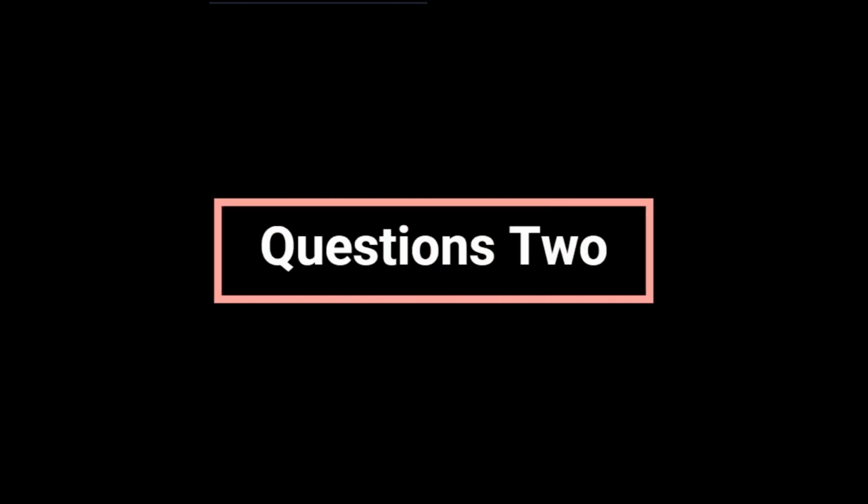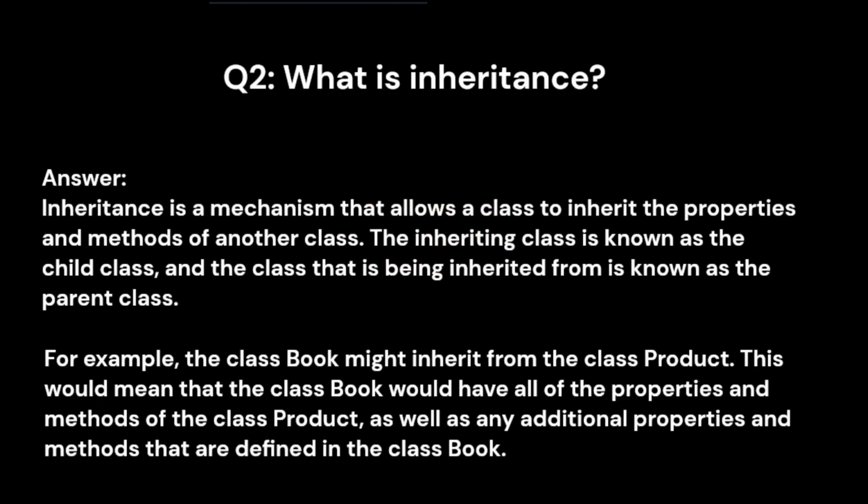Question 2. What is inheritance? Answer: Inheritance is a mechanism that allows a class to inherit the properties and methods of another class. The inheriting class is known as the child class, and the class that is being inherited from is known as the parent class. For example, the class Book might inherit from the class Product. This would mean that the class Book would have all of the properties and methods of the class Product, as well as any additional properties and methods that are defined in the class Book.